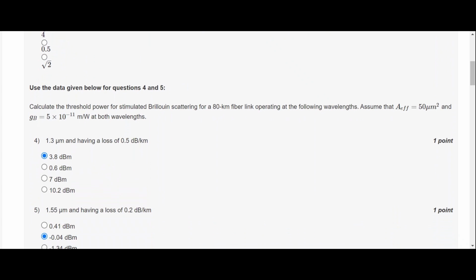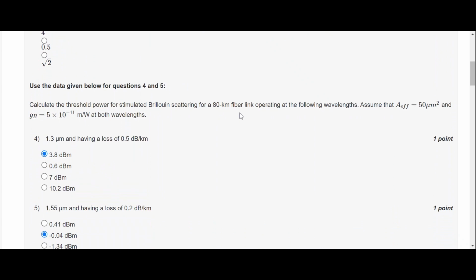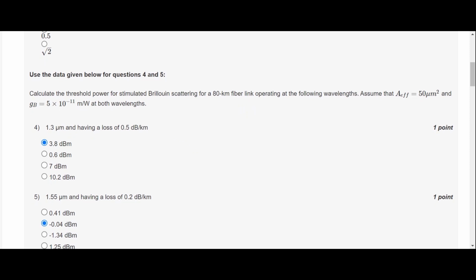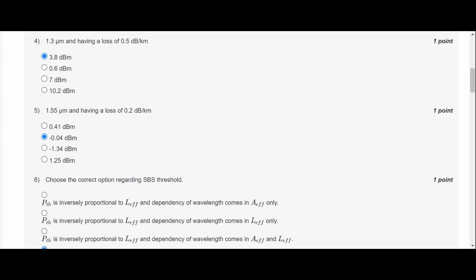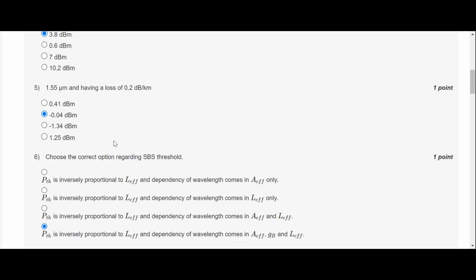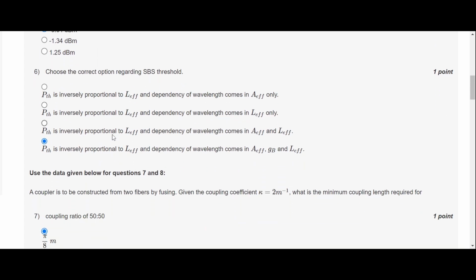Calculate the threshold power for stimulated Brillouin scattering for an 80 km fiber link operating at the following wavelengths. Assume that A_eff equals 50 μm² and G_B equals 5 times 10 to the negative 11 m/W at both wavelengths. 1.3 micrometers and having a loss of 0.5 decibels per kilometer. 1.55 micrometers and having a loss of 0.2 decibels per kilometer. Choose the correct option regarding SBS threshold.